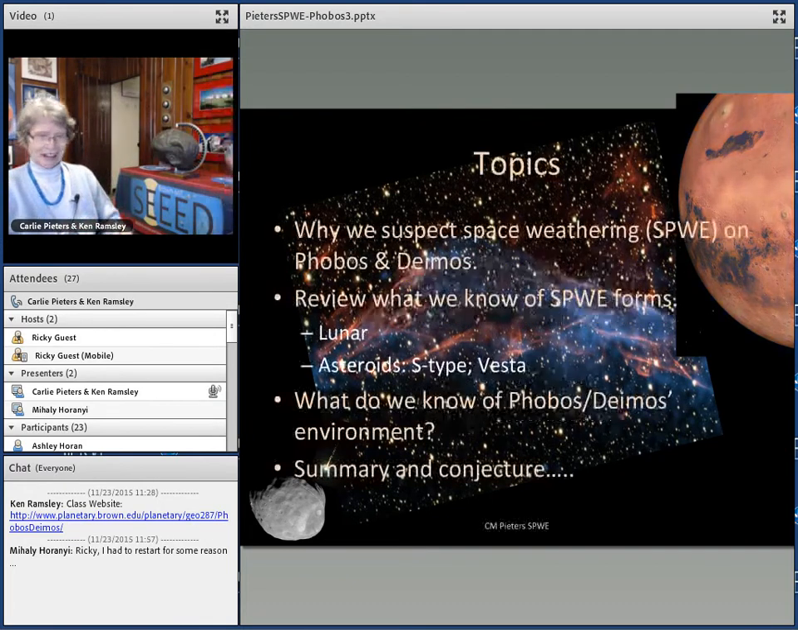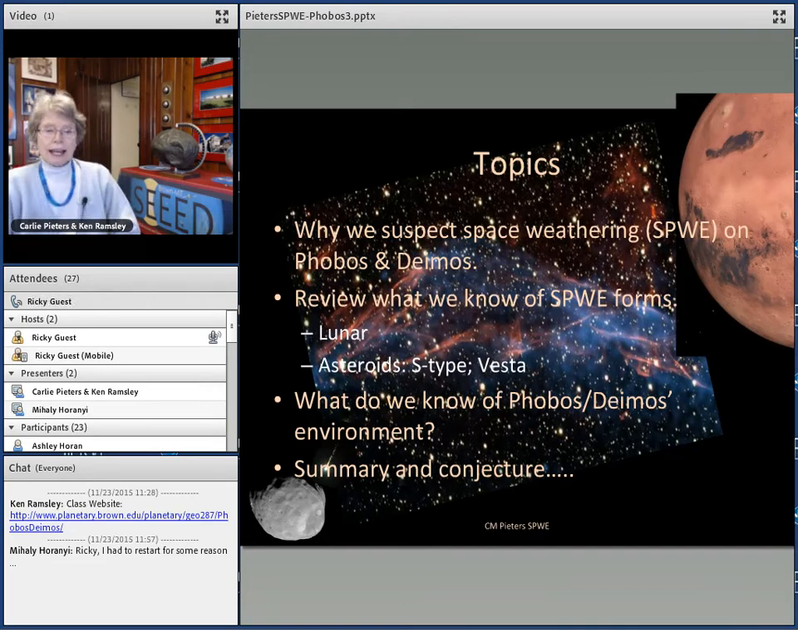Okay. Well, these are the various topics I'm going to touch on today. First, why we suspect space weathering might occur on Phobos and Deimos. And in order to get into that topic, we do have to talk about some of the things we've learned both for lunar space weathering as well as asteroidal space weathering. And from there, we'll branch into what we know or don't know about the character of Phobos and Deimos itself. And at the end, I'll give some summary and a few conjectures.